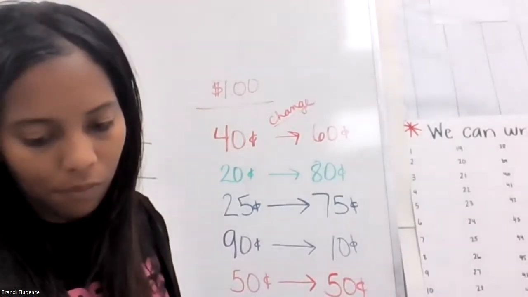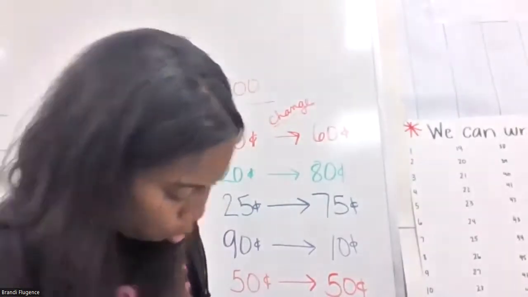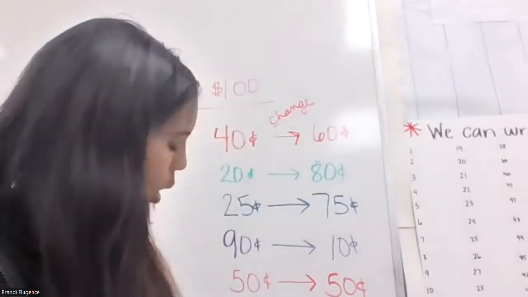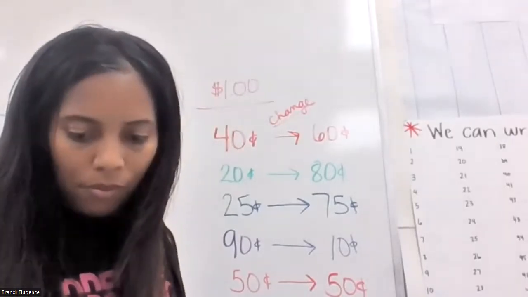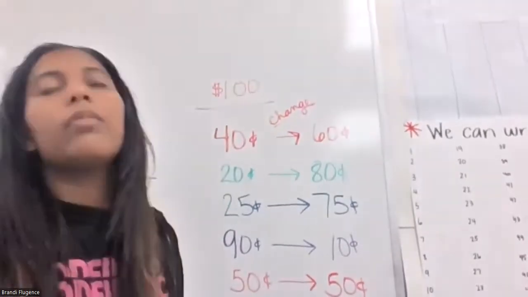This is backwards. 25, 50, 75, 80, 60, 10. This is almost from ice cream.